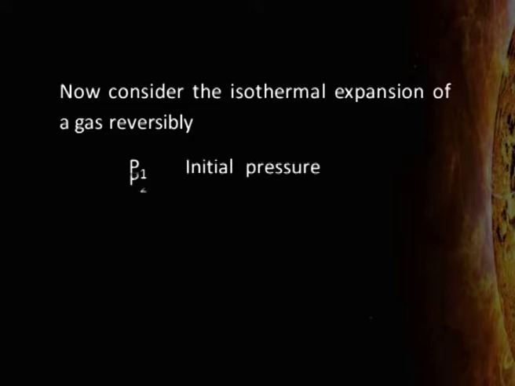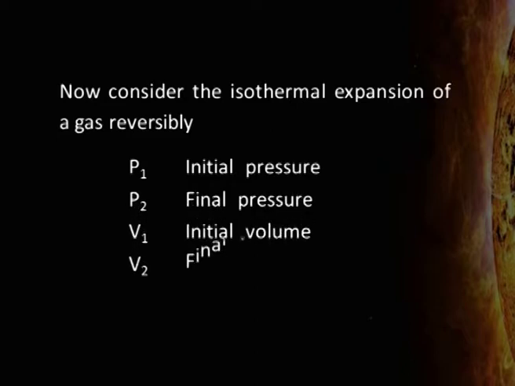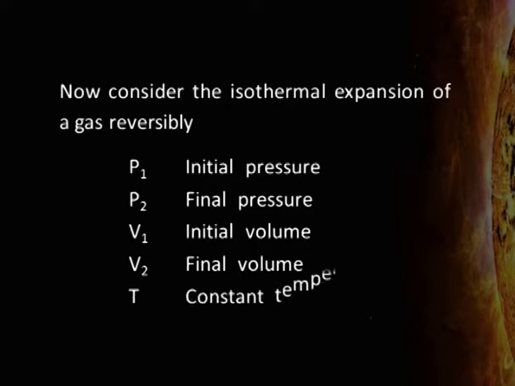As this is the process of expansion, V2 will be greater than V1, or we can say that delta S will be positive. Therefore, we can say that entropy increases during isothermal expansion. Now consider the isothermal expansion of a gas reversibly. Here let us take P1 as initial pressure and P2 as final pressure, V1 as initial volume and V2 as final volume, and constant temperature is taken to be equal to T.